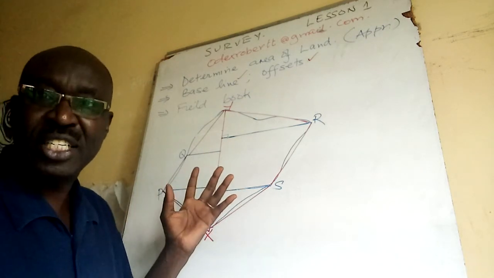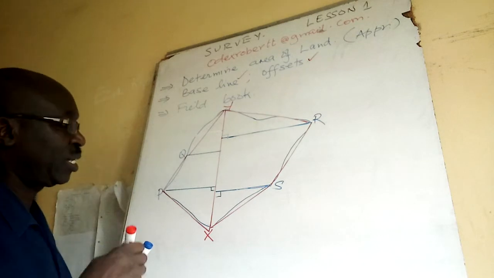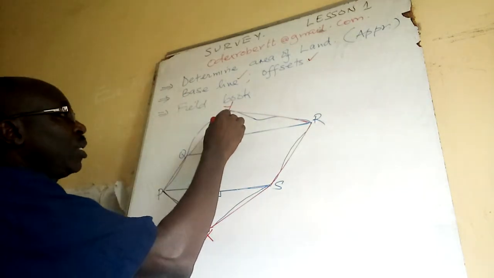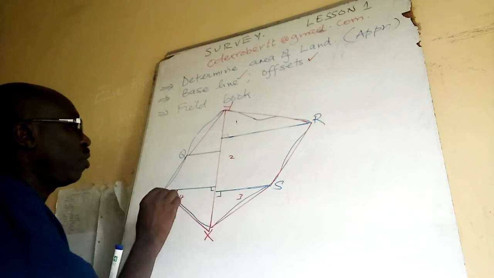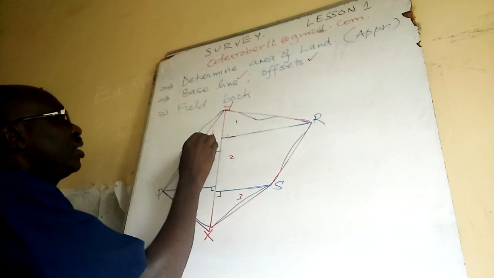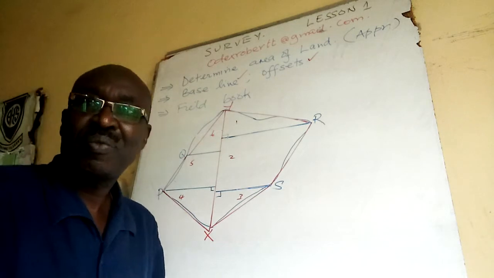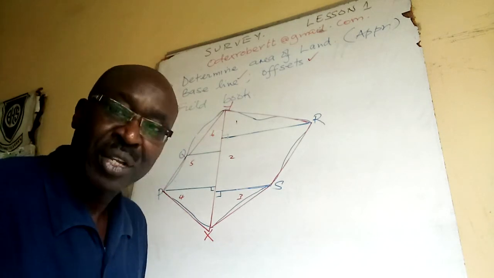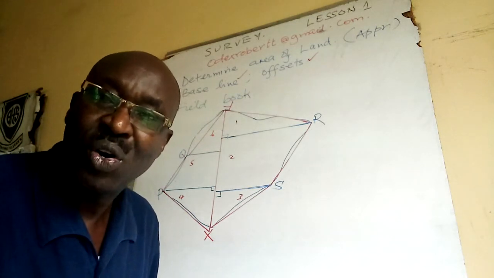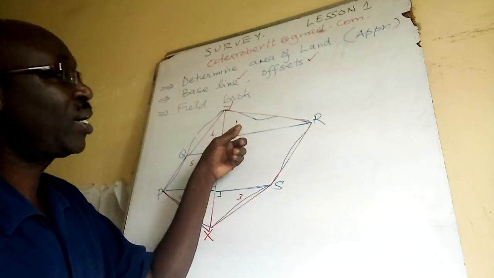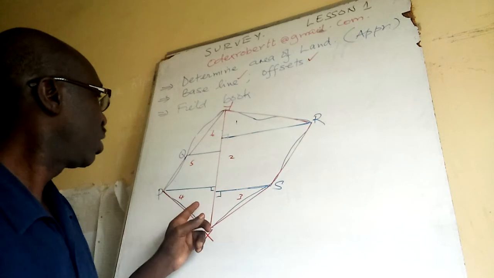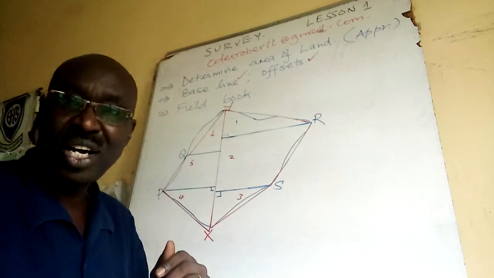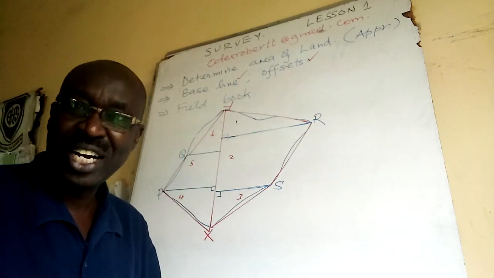So all these figures, we may number them clockwise: 1, 2, 3, 4, 5, and this is 6. They are now regular shapes. Number 1, a triangle. Number 2, trapezium. Triangle, triangle, trapezium, triangle. Whose area we can get.